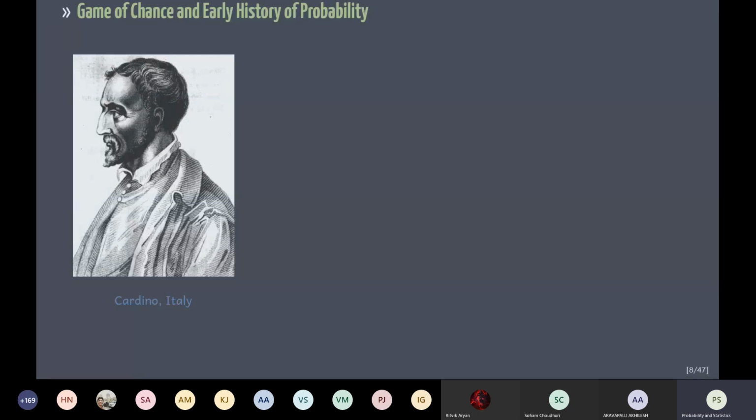And Cardino here in the picture, you can see Cardino is from Italy, and so this is the European context we can think of, early theory of probability. So here by theory I mean some systematic study of probability. Okay, the recorded history. We don't know if it was also done in some other parts of the civilization where some theory was built, but some solid recorded history can be found in Europe.